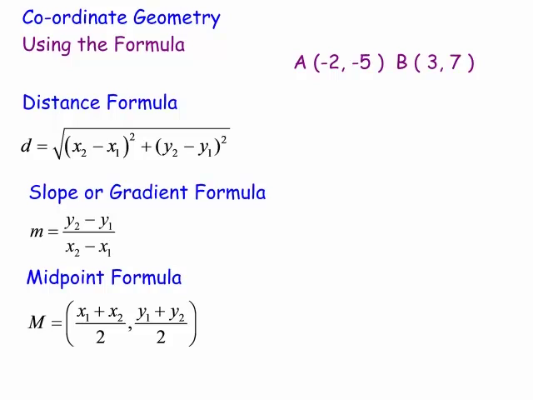Now the first thing you always do with coordinate geometry is label the points. So I'm going to call -2 the first x value, -5 the first y value, the 3 will be the second x value, and the 7 will be the second y value. Okay, so this is the first thing. If there's 3 points, you'd label it x3, y3, and so on.